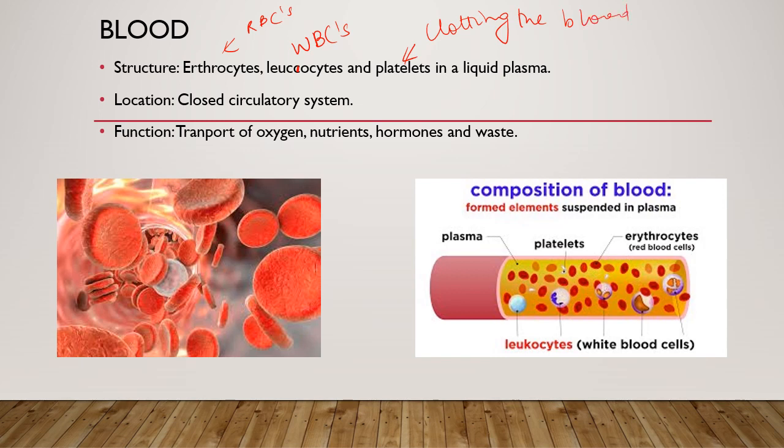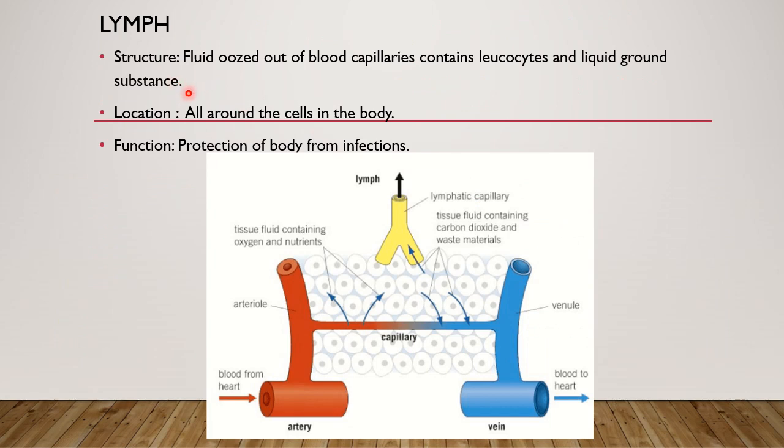This is the composition of the blood, where it is a closed circulatory system. Why closed circulatory system? Because it flows inside a blood vessel. What is its function? Its function is to transport oxygen, nutrients and hormones, and also waste materials. So what is the composition of the blood? It is erythrocytes, leukocytes and platelets, present in the liquid plasma. And where is the location? Throughout the body, that is the closed circulatory system, and its function is to transport oxygen, nutrients, hormones and waste. Then lymph. Now what is lymph?